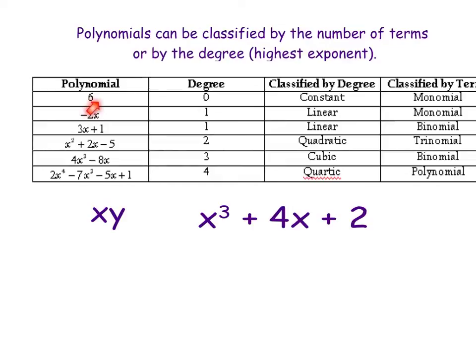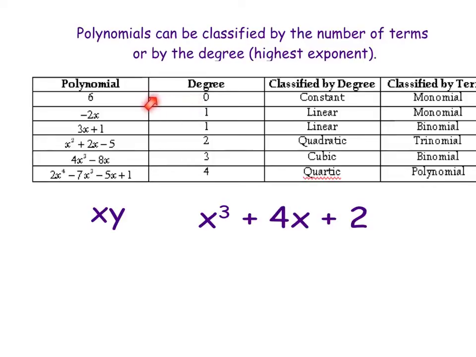So here, there is not a variable term, so that means that the degree is 0. Here there is a variable. We can't see the exponent. That means it's 1. Here, there's my variable. There is not an exponent, so that's 1. So you find that exponent.